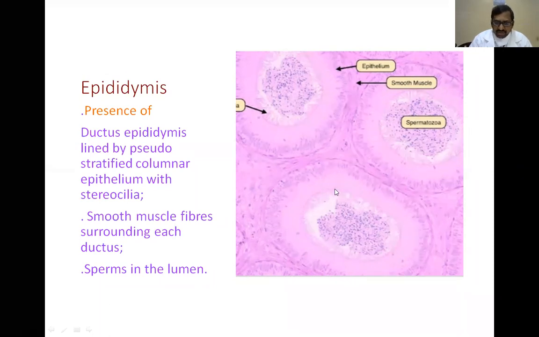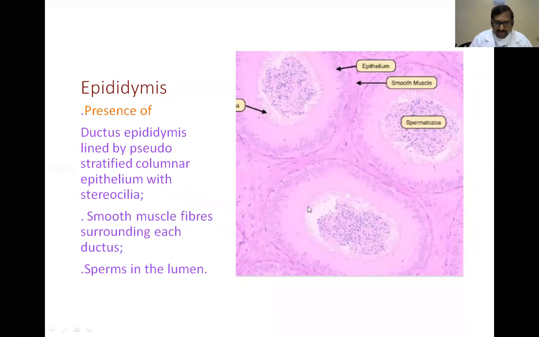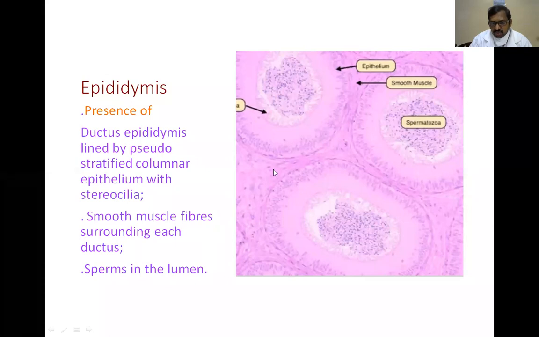Stereocilia, and outside this it is lined by smooth muscle fibers. You see, these are all the smooth muscle fibers surrounding each ductule or each ductus. Then within the lumen there are spermatozoa. Why are there smooth muscles?